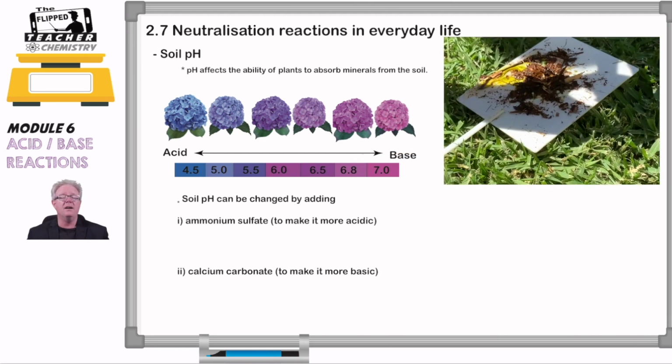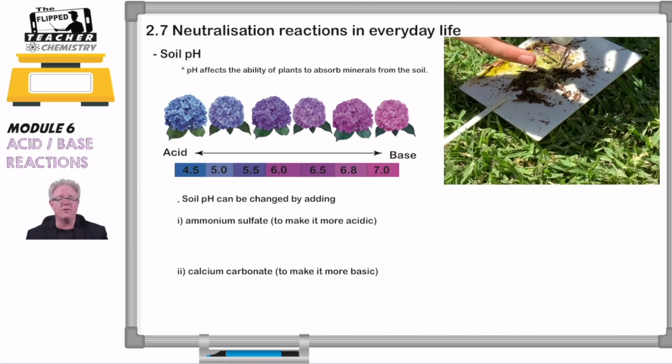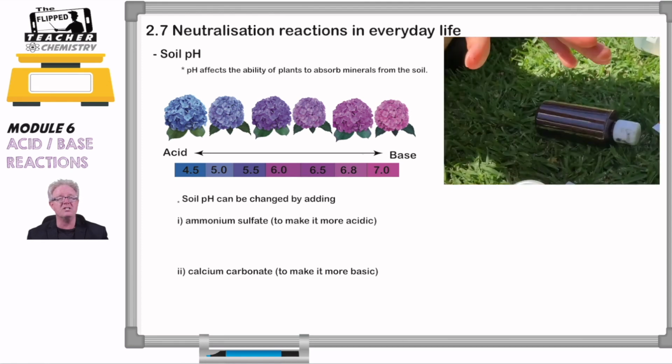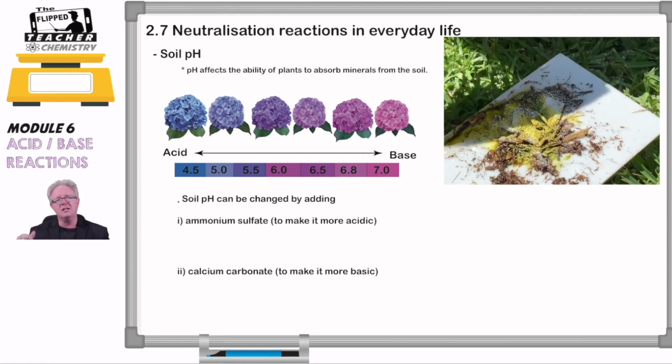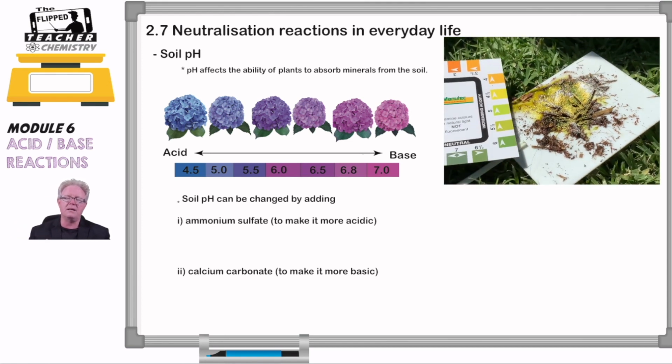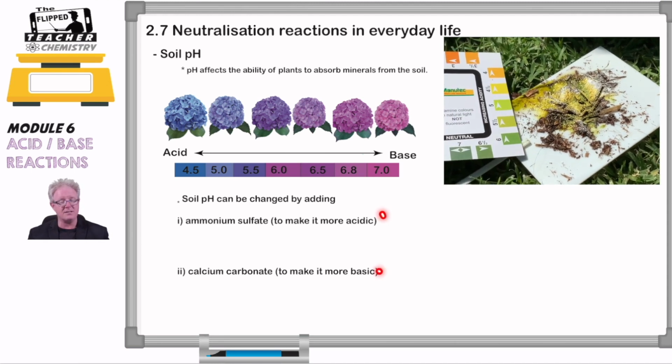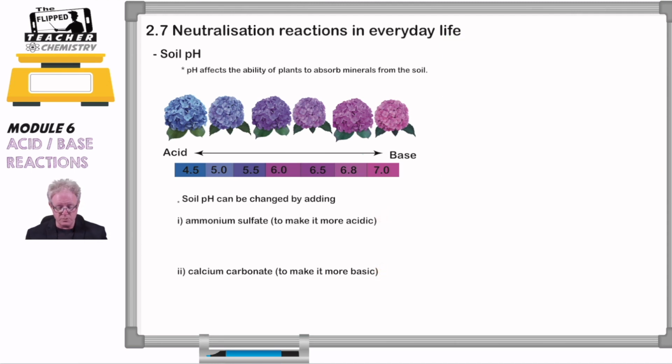So if you go to Bunnings and check out what they've got there to add to the soil for our hydrangeas, you can get specific packets to make it more blue or to make it more pink, and that just adds different amounts of acid or base. So let's check out some reactions here. We can make the soil more acidic if we add the compound ammonium sulfate. So let's check out what's happening.